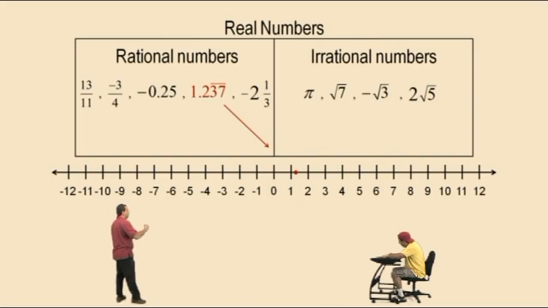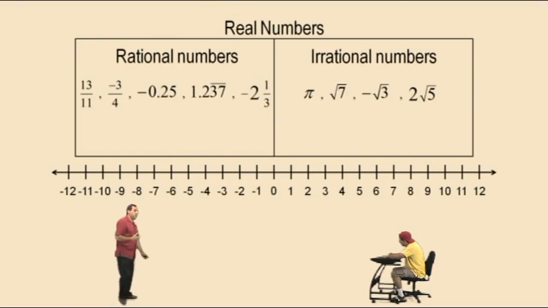Now 1.2373737. Notice the bars there because it's telling you the decimal representation goes on forever and ever, but there's a pattern to it. And it's obviously about 1.237, so it would be somewhere between the 1 and 2 as indicated there. -2 1/3. Well, -2 1/3, it's right over here, right? A negative number between the -2 and the -3.